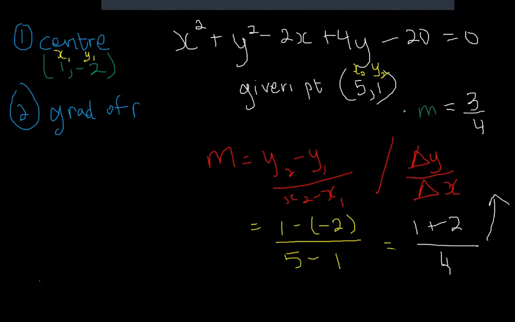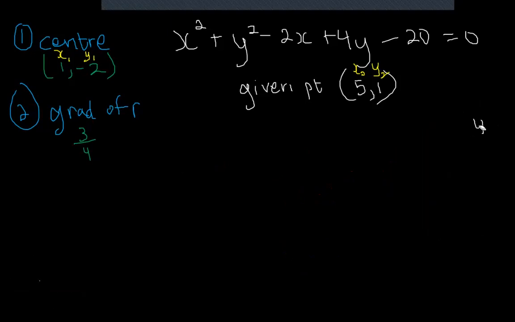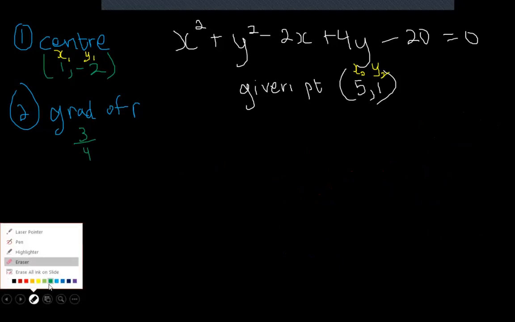Everybody good with that? Yes, miss. Okay. Can anybody tell me what's the third step? To find the gradient of the tangent. We're trying to find the normal in this case. So find the gradient of the normal, yeah. Actually, I'll make you do the tangent as well, but after we do the normal.